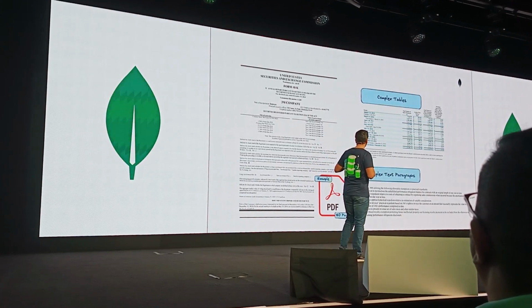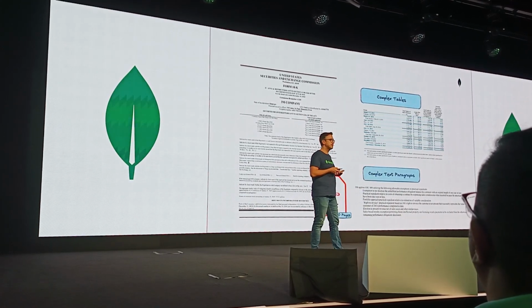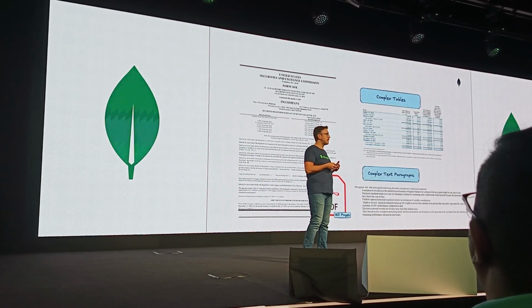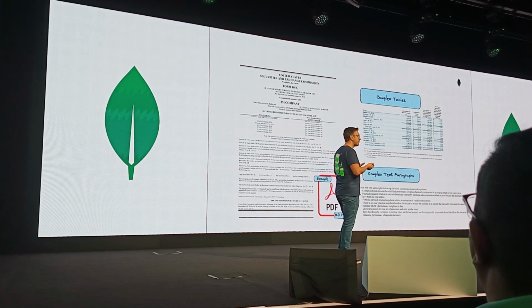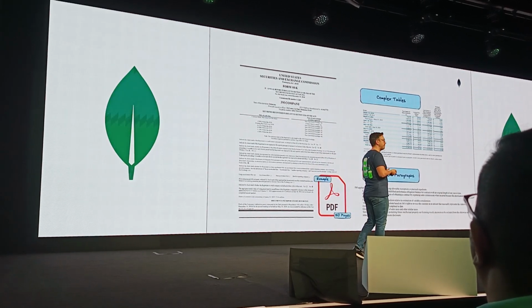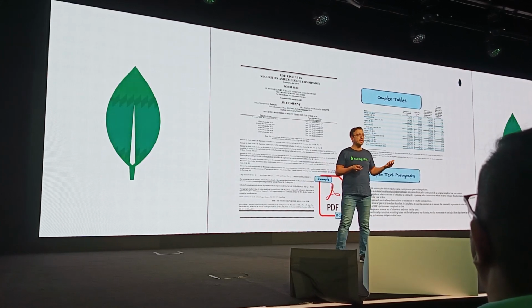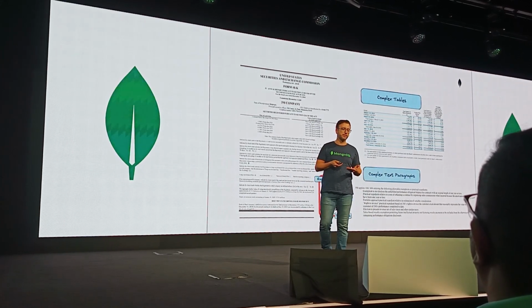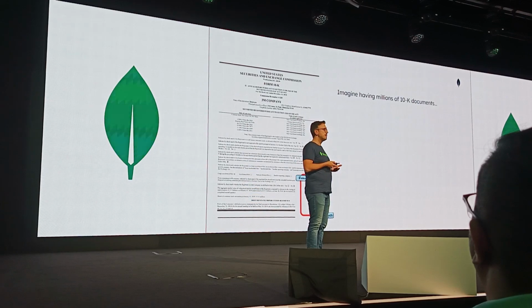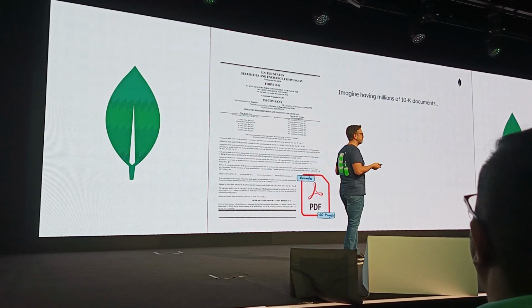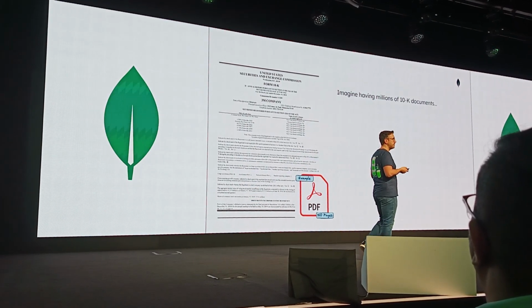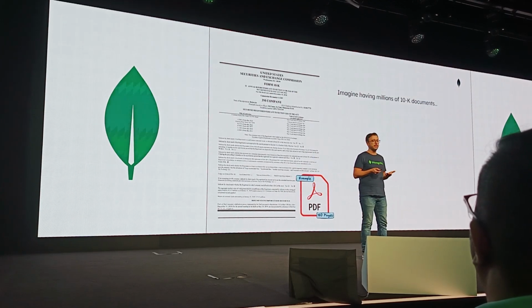These 10K documents include unstructured text with checkboxes, with complex tables. There are multiple columns, multiple rows. Some rows include data from other rows as aggregated. And there are some complex paragraphs with bullet points. Imagine that you have millions of 10K documents and you have to build a Q&A engine.